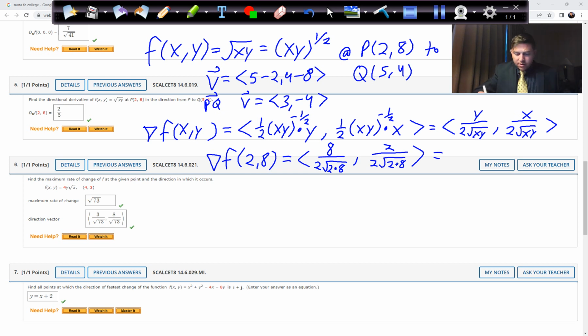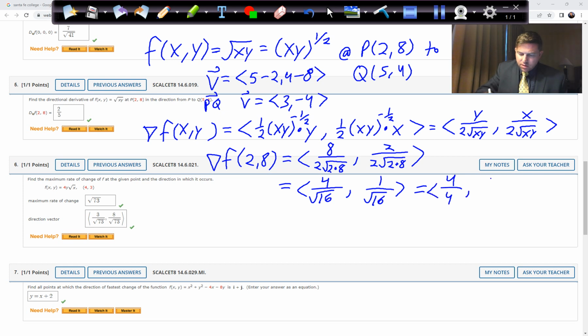This is going to be... I'm not going to have enough room there. This is going to be 8 divided by 2 is 4 over the square root of 16. 2 divided by 2 is 1 divided by the square root of 16. Nice round number. This is 4 over 4, this is 1 over 4. So the gradient is 1 comma 1/4.